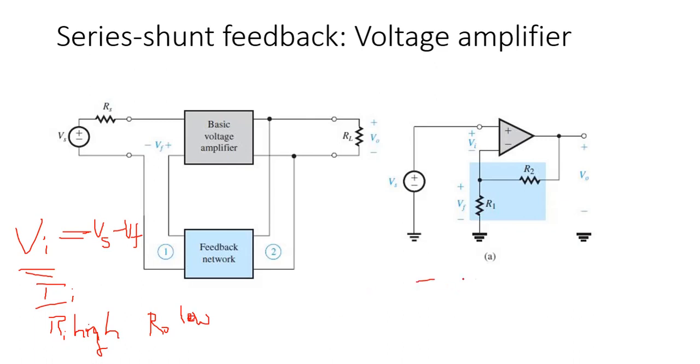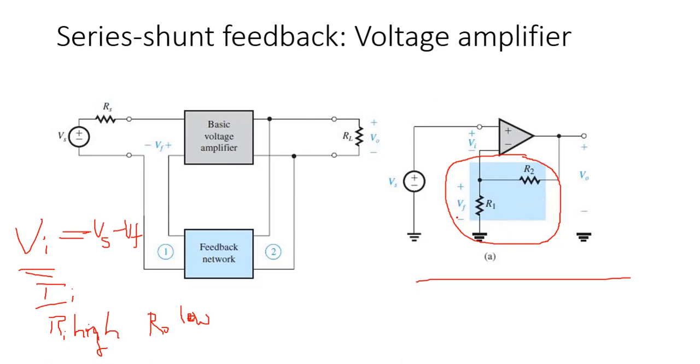This is an example of a voltage amplifier. Basically it is a non-inverting amplifier. Here you can see the resistances R1 and R2. They form a feedback network. This is generally a voltage divider circuit over here. So this R1 and R2 form the feedback network.